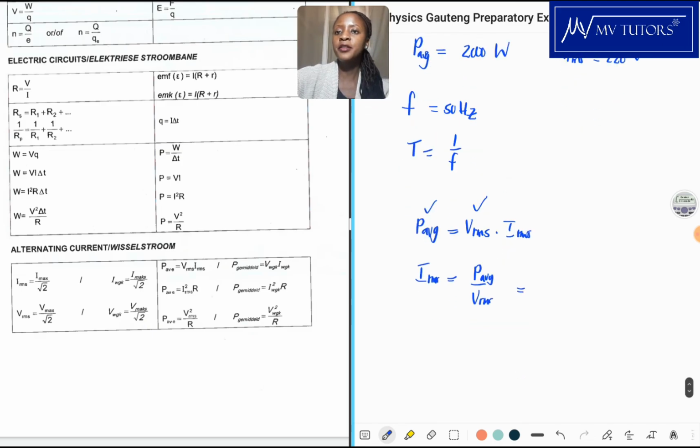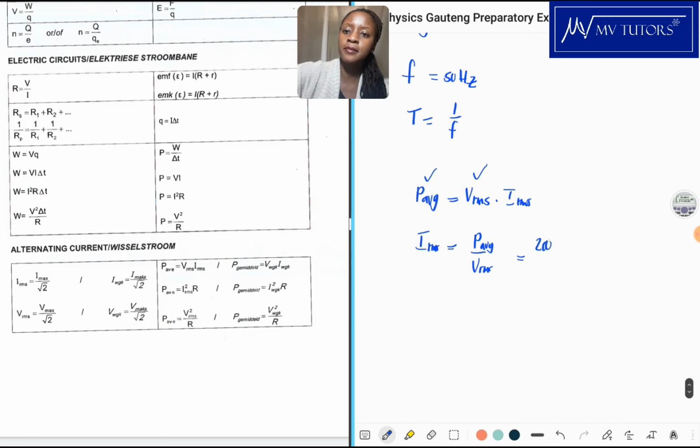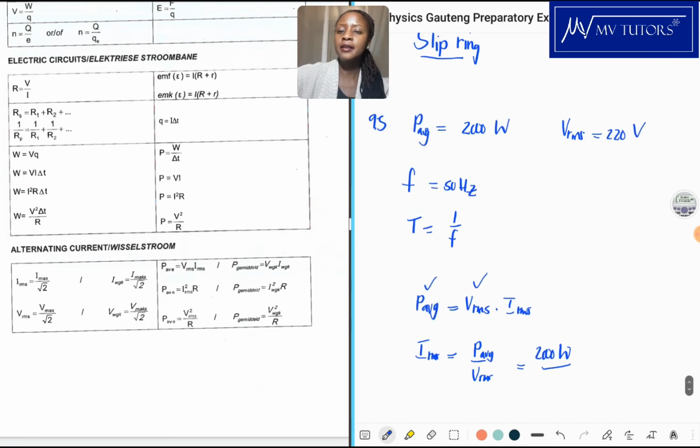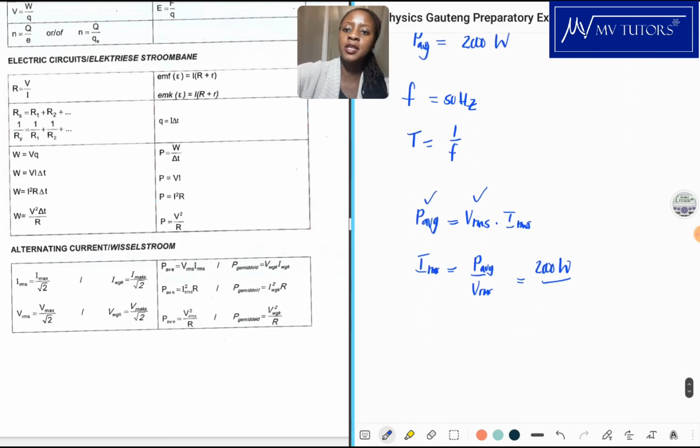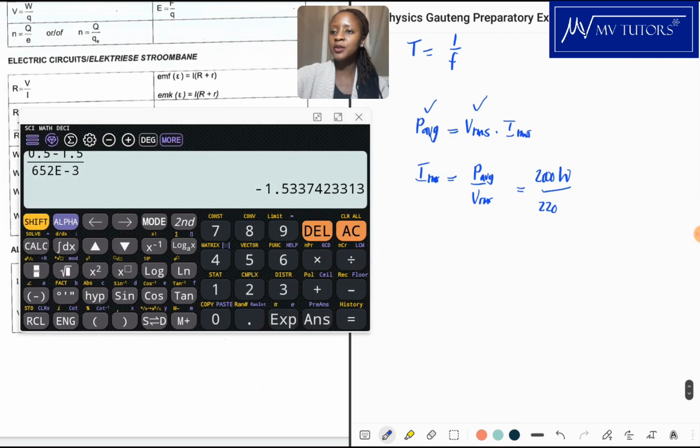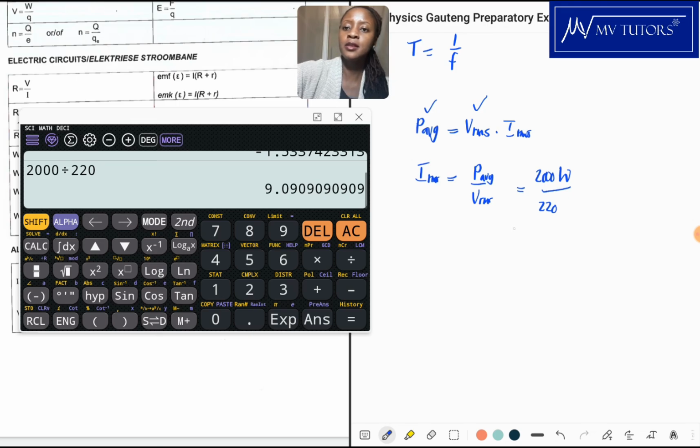Okay, so our average power is 2000 watt and our RMS voltage is 220. I'm definitely going to use the calculator. 2000 divided by 220 is 9,09091. Okay.